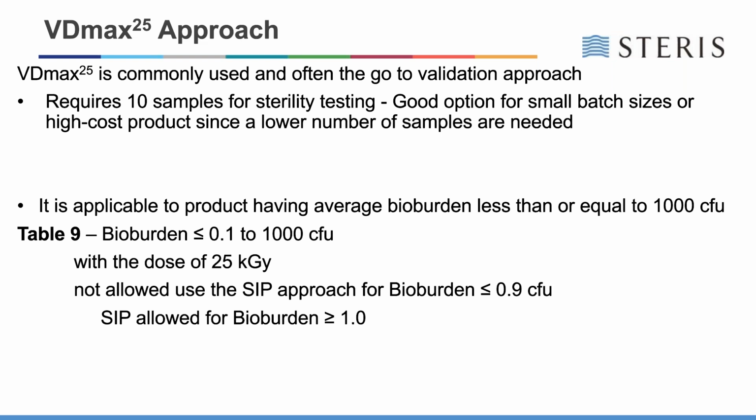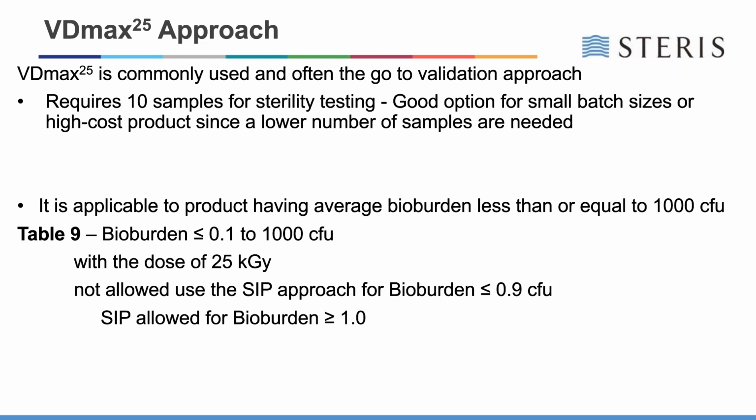This is a good option when you have small batch sizes or maybe the cost of the product is higher, since a lower number of samples will be needed for the sterility test compared to method 1. This is applicable to products having an average bioburden of less than or equal to 1,000 CFUs. From table 9, we can see that the bioburden can range anywhere from 0.1 up to 1,000 CFUs. Your final minimum sterilization dose will be 25 kilograms.